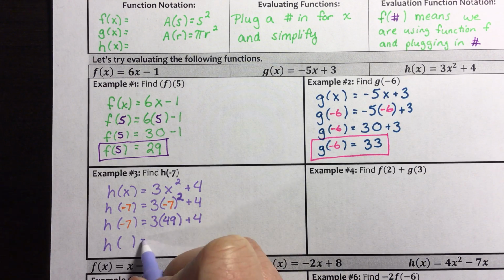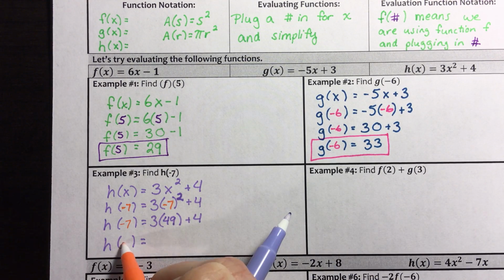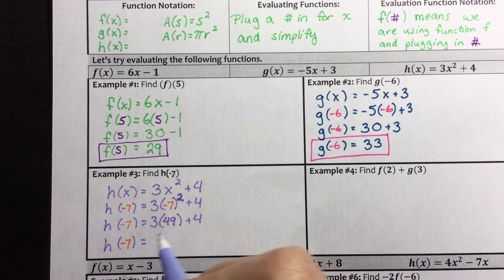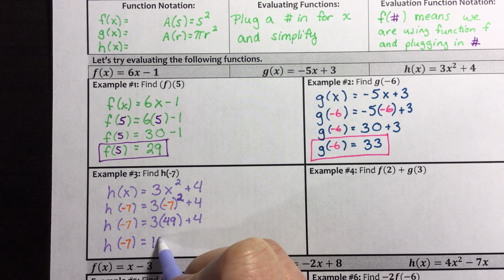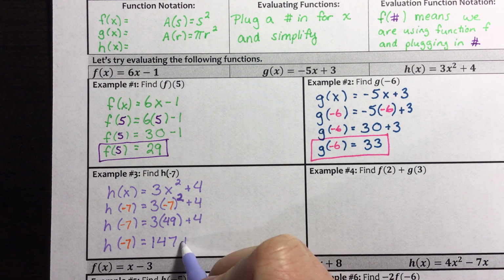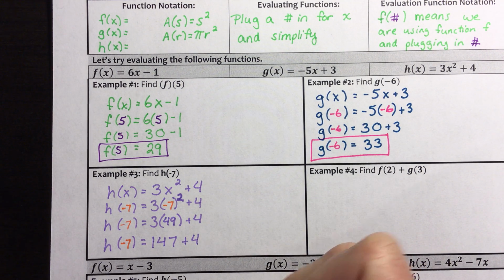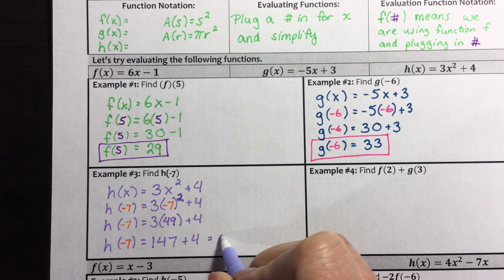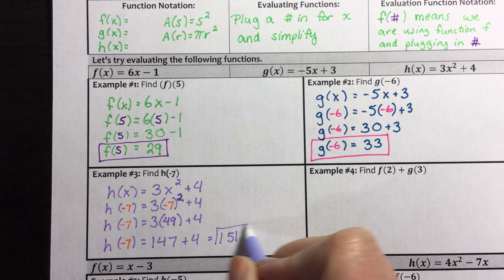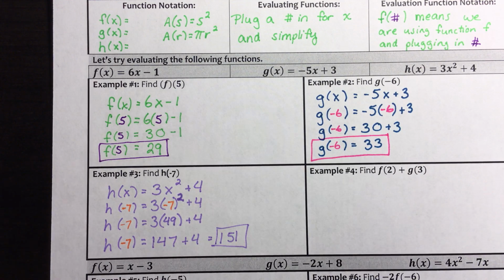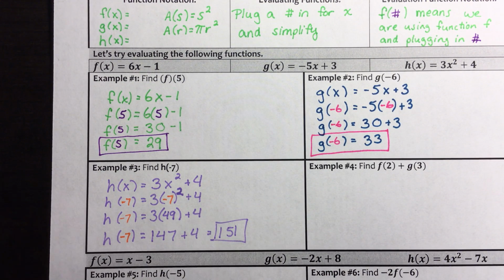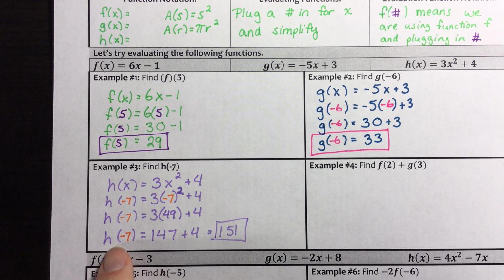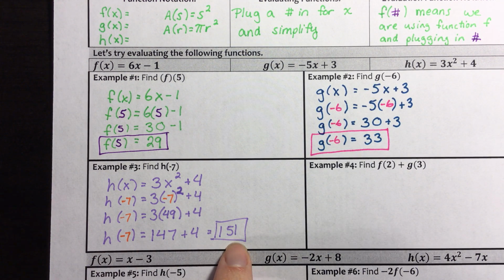So h of negative 7 is 3 times 49, which should be 147. Bring down the plus 4, and then add those two numbers together, and you get 151. Okay, so something I want you to notice on these problems is your answer is always just a number. So it's like h of negative 7 equals, and then a number. There's no x's left over. It's just one term, and you're done.